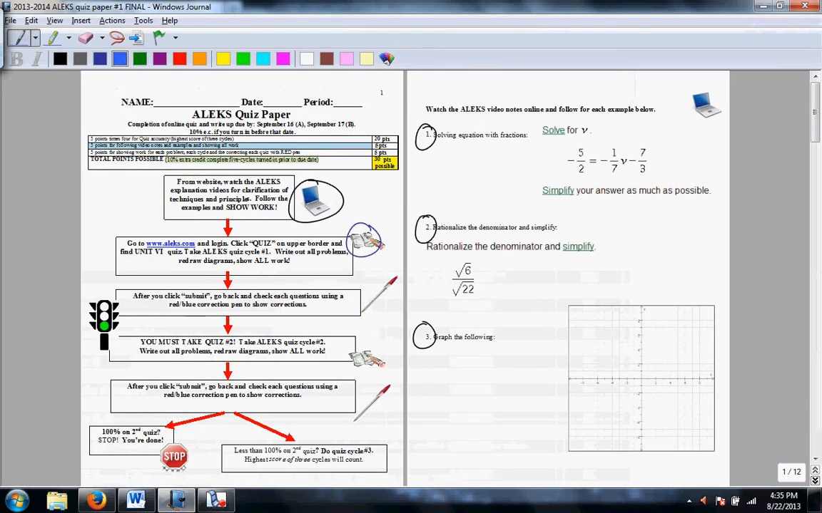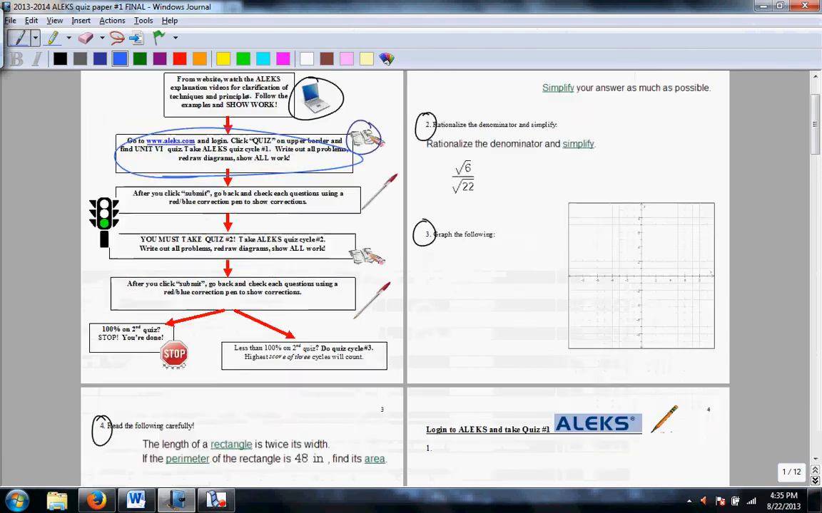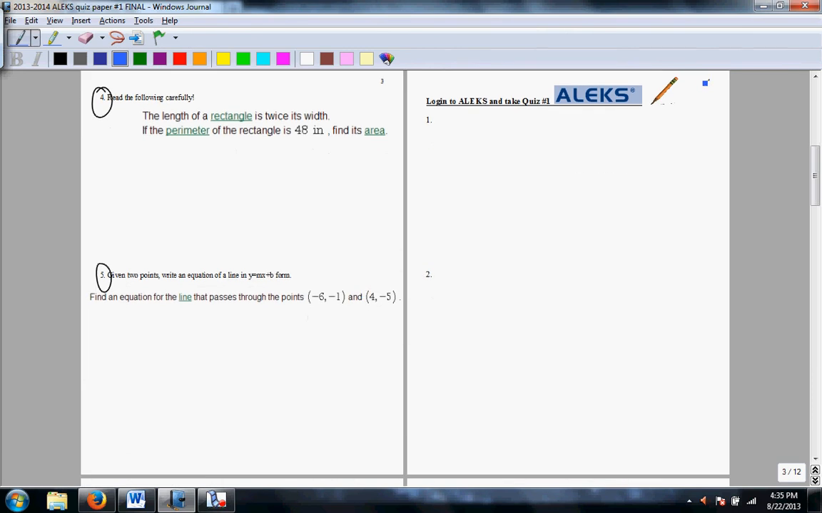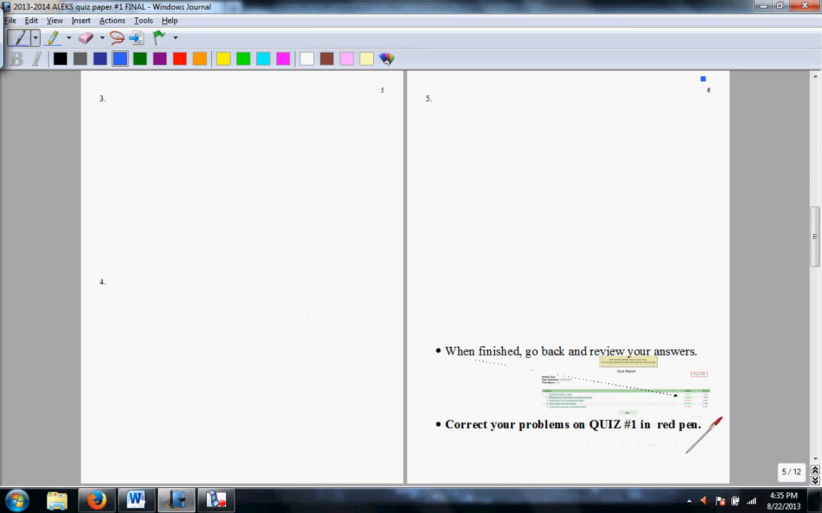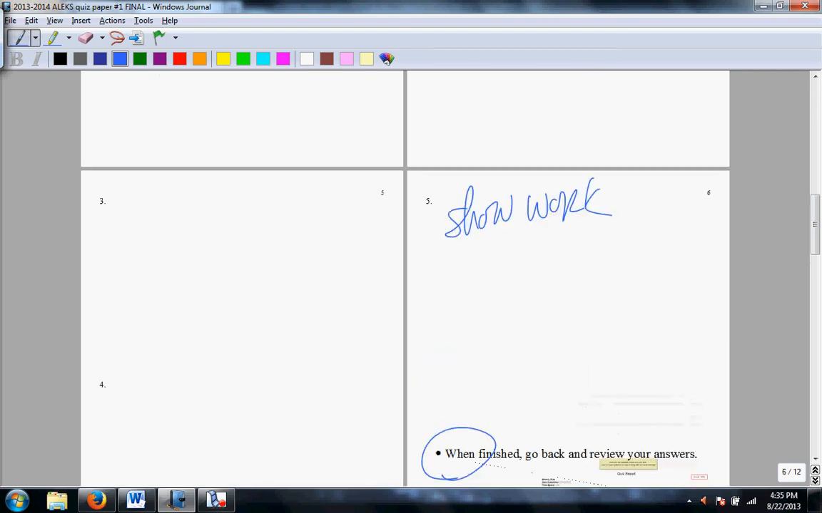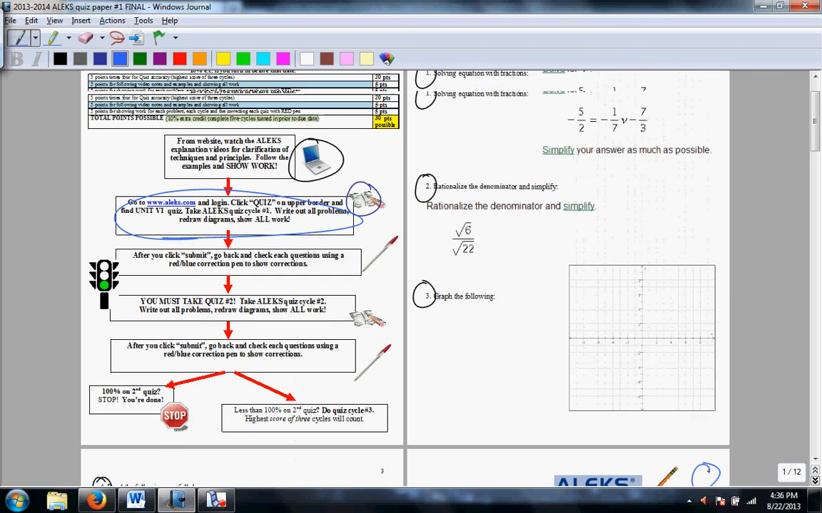Then you go through and you do cycle number 1. You're going to use ALEKS, and you're going to show your work while you're working on ALEKS. You're going to show your work right here, problems 1, 2, 3, 4, and 5. There's only 5 problems. You must show your work. After you hit submit, then you're going to review your work. Using a red pen, go back and correct your work. So that's cycle number 1.